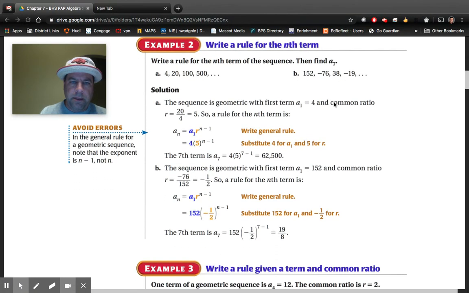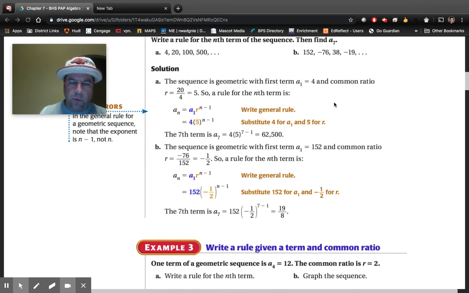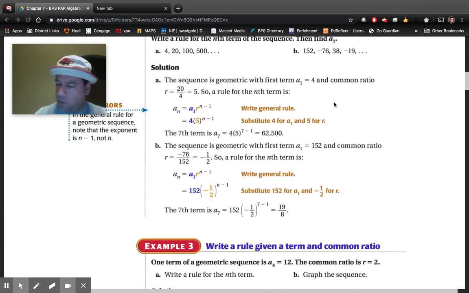All right. Okay, write a rule for the given common ratio. Okay, so now we're going to go a little bit more difficult here. Example number 3. Write a rule. A sub 4 is 12, and R equals 2. And A, they tell me to write the rule, and then B, they tell me to graph it.